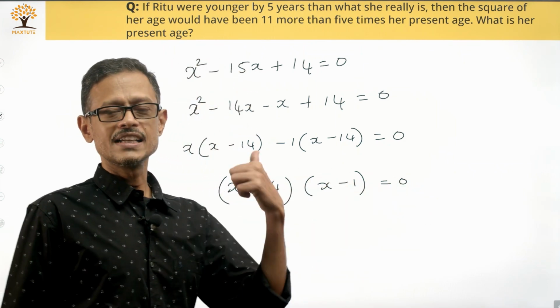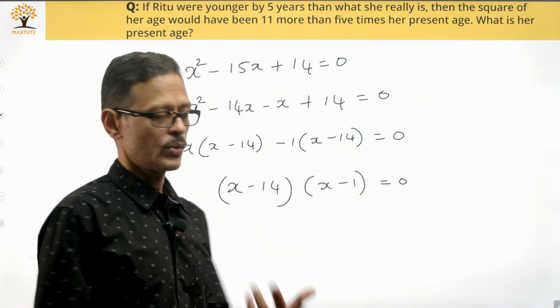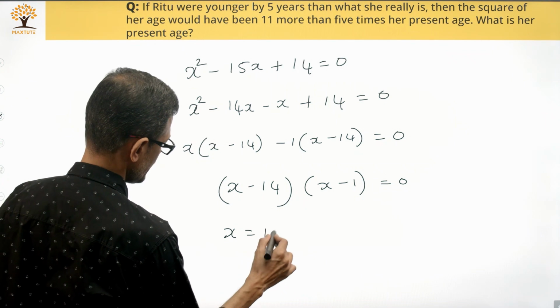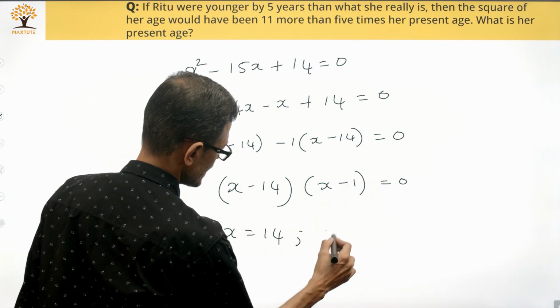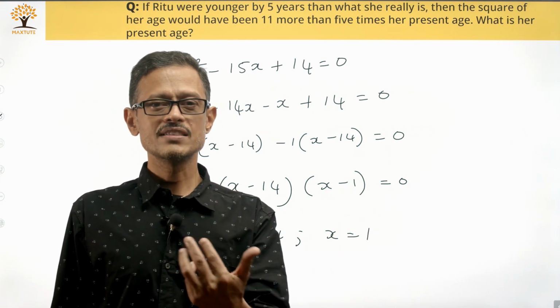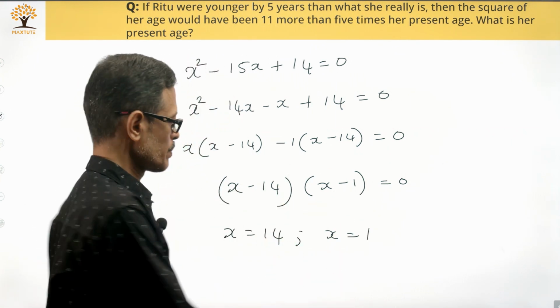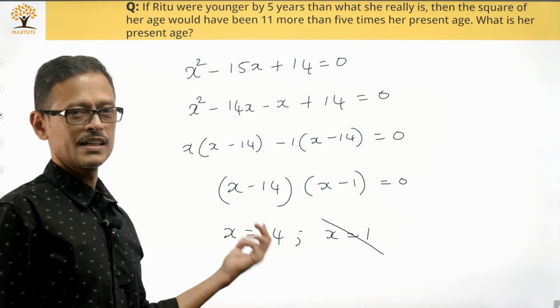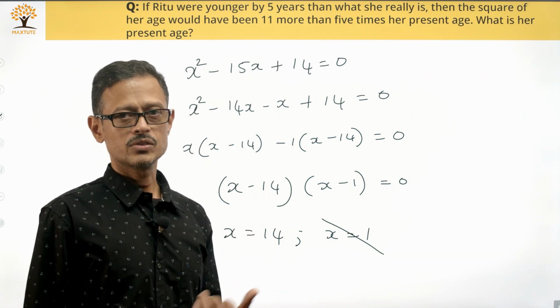The product is 0 when at least one of these two terms is 0. So if X minus 14 is 0, X is equal to 14. If X minus 1 is 0, then X is equal to 1. If X equals 1, then if she were 5 years younger, it would have made her age negative. So that's not possible. So X equals 1 is ruled out. Her present age is equal to 14 years. So this is the answer to the question.